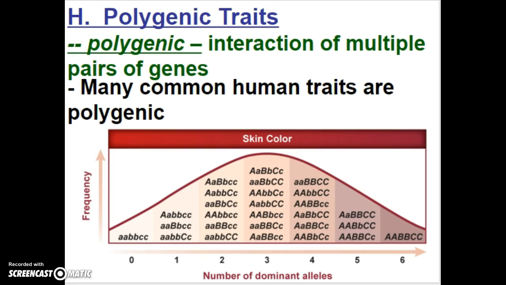Lots of traits in human inheritance are what we call polygenic. Poly means many, genic refers to genes. So this is an interaction of lots of different pairs of genes. Lots of common human traits are polygenic. For example, skin color. There are 3 genes that control skin color, and you can see that bell curve of traits there for the variety of the very, very light to the very, very dark, and all of the different varieties in between.